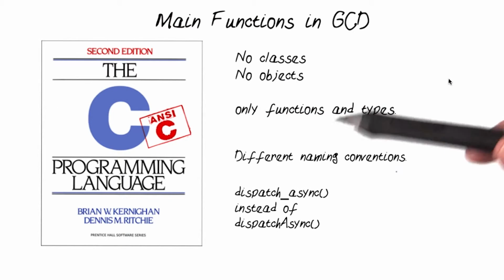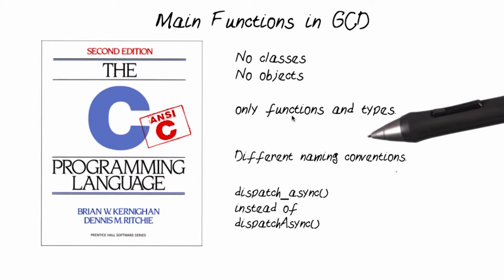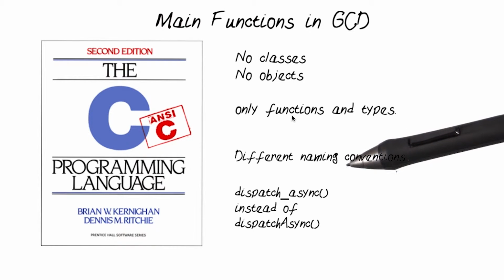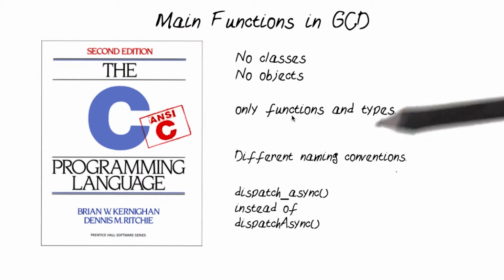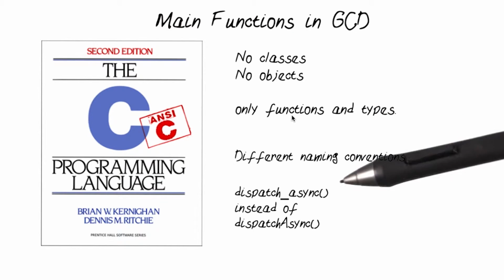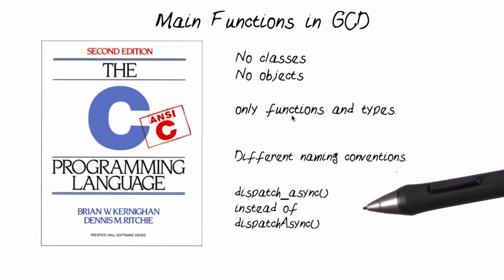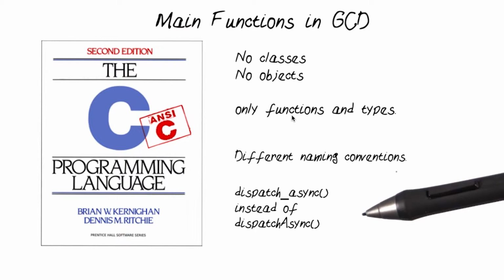Grand Central Dispatch was not written in Swift, but C. Unlike Swift, C has no classes or objects, so Grand Central Dispatch is made of functions and types instead of classes and methods. These functions and types have different naming conventions than those used in Swift, but they behave exactly as if they were Swift code.